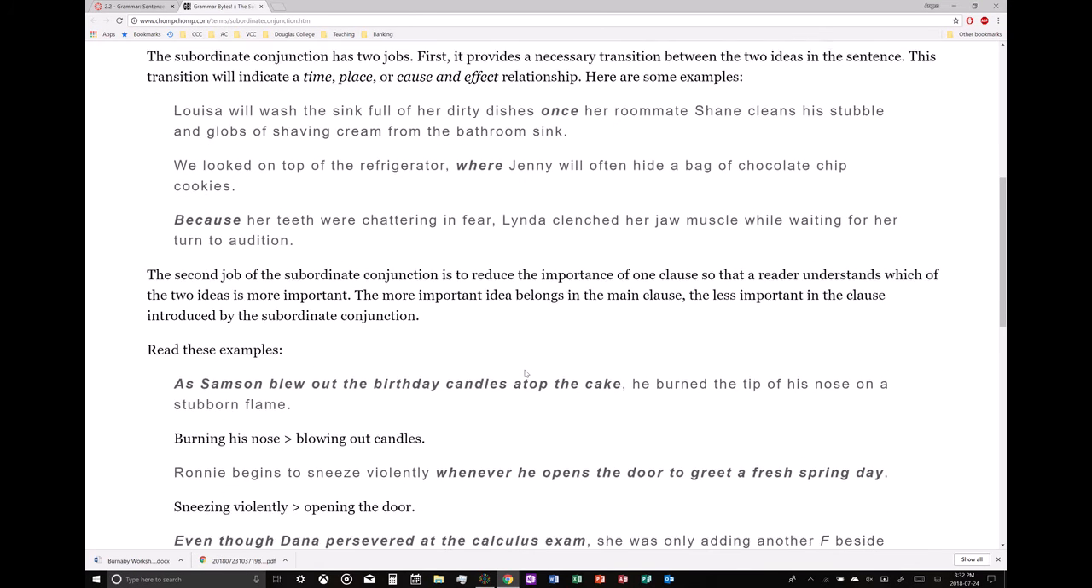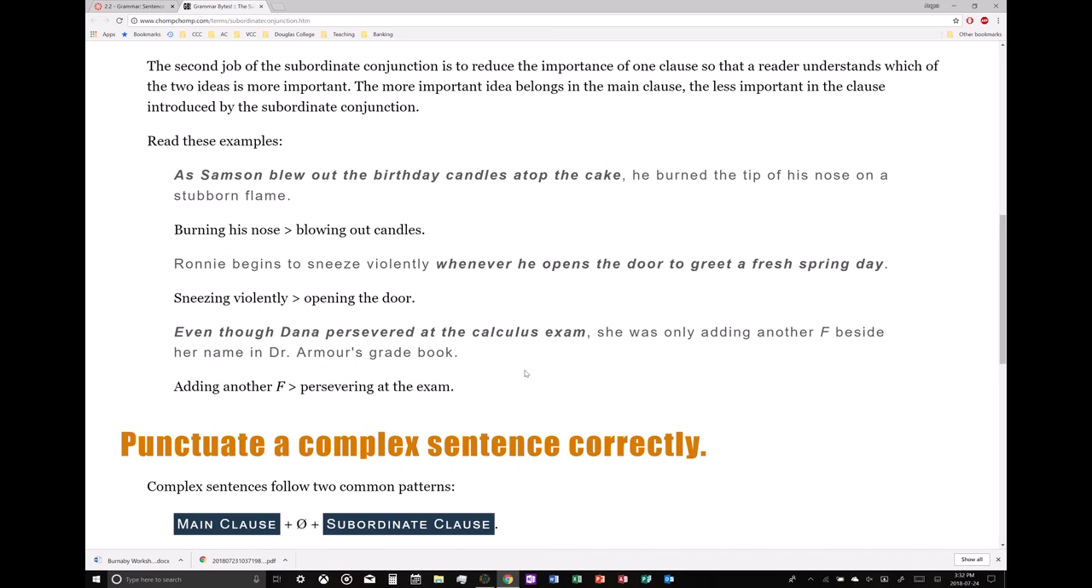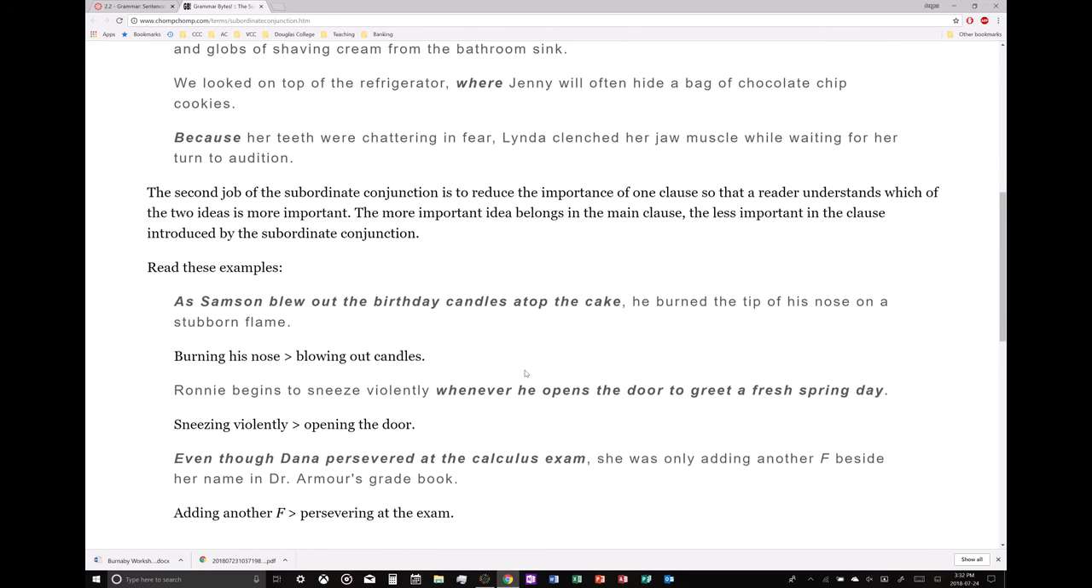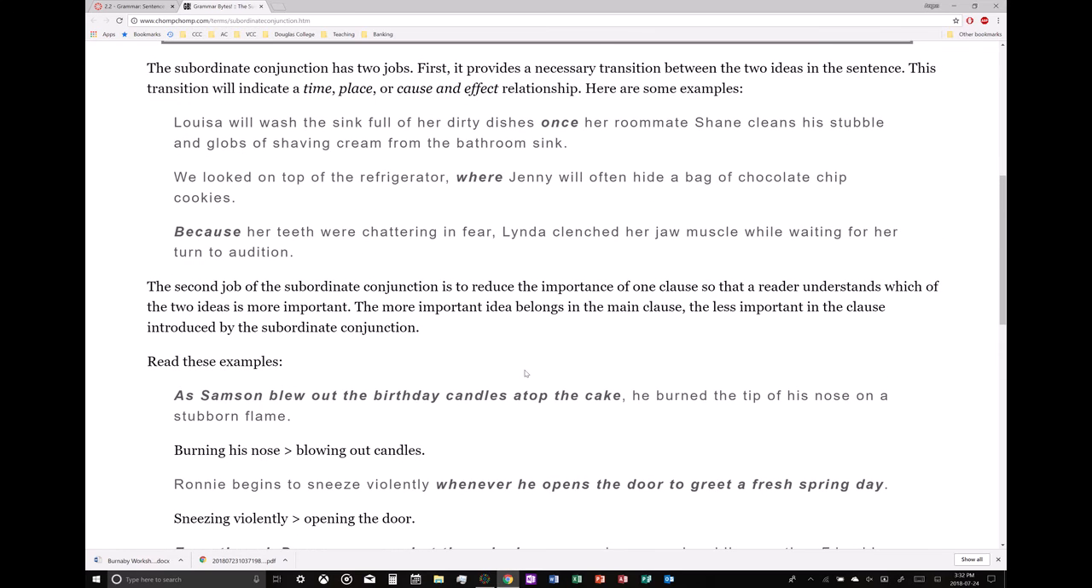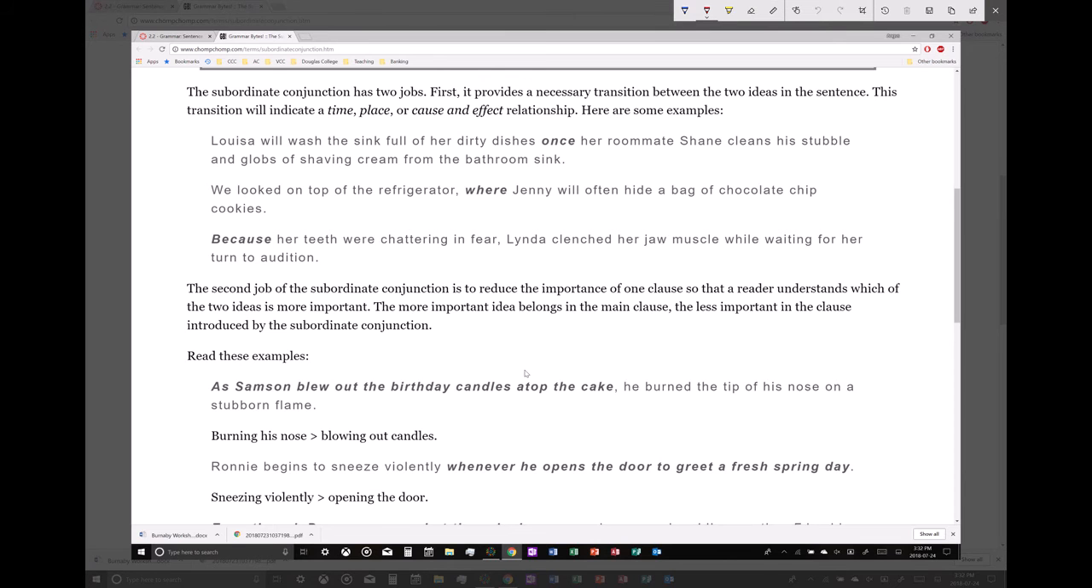Okay. So read through these. You might want to use a separate page in your Cornell notes to really understand what the two jobs of the subordinate conjunction are. Job number 1 with examples for number 1, and job number 2 with examples for number 2. Okay, so transitions here.